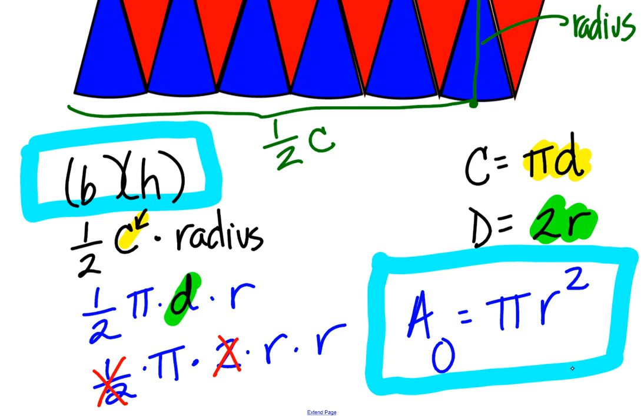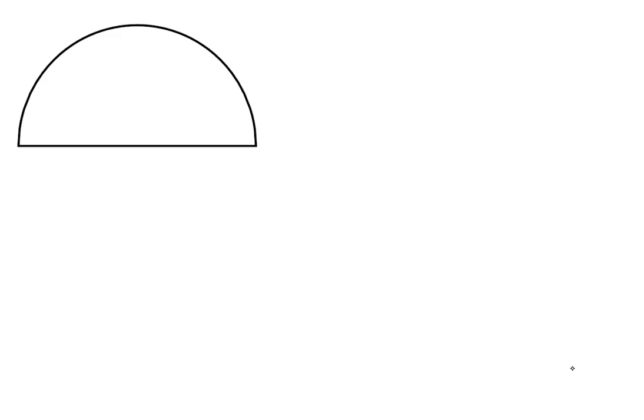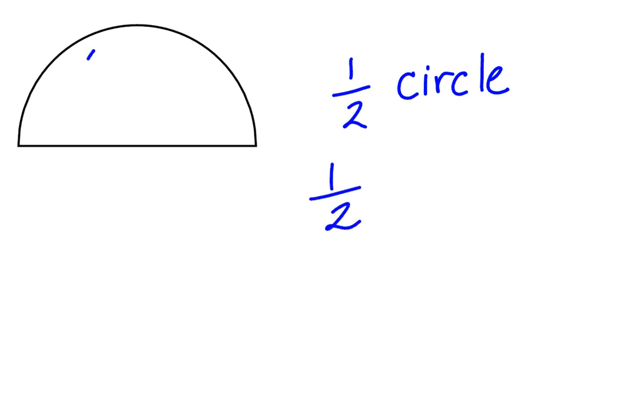So we need to look at a couple of more figures, just in case we're going to work on some composite figures. So let's take a look at this. Here we have a half a circle. So we know that if I want a half of a circle, we want half of the area, right? We want this area in here.